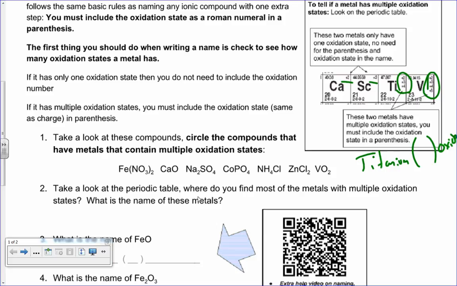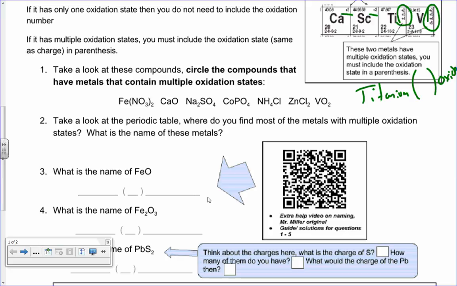So question 1 just asks you to go through and circle any of the compounds with more than one oxidation state. So let's look on the periodic table. Iron, multiple oxidation states. Calcium, just one. Sodium, just one. Cobalt has multiple. Ammonium is not even a metal, it's a polyatomic ion. If you look on table E, it just has one charge, so it's just +1. And then zinc. While zinc is a transition metal, and most of the transition metals do have more than one, zinc only has one. And then vanadium has a bunch of different oxidation states, so we're going to circle that as well.